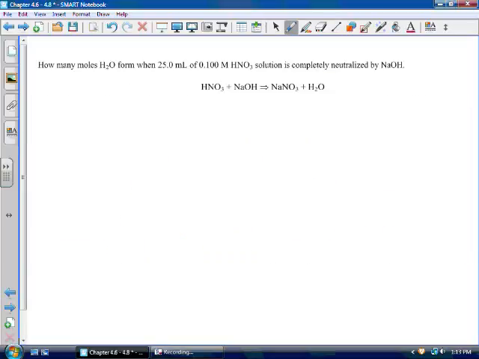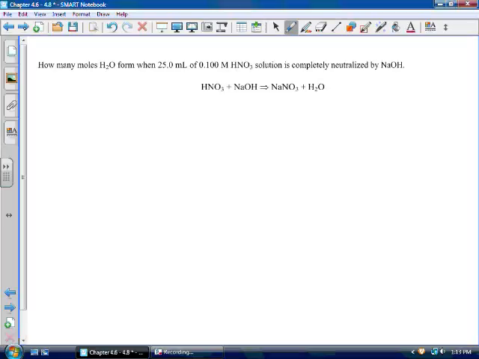The first example: how many moles of water are formed when 25.0 milliliters of 0.100 molar nitric acid solution is completely neutralized by sodium hydroxide? All right, this is an acid-base titration, and in acid-base titration, we're trying to figure out how many moles of water are going to form. So as before, the first step of stoichiometry is to balance the equation. In this case, our equation is already balanced. Step 2 then is to write down what we know and what we want to know.